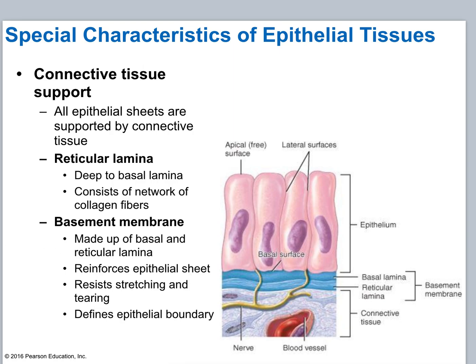Another characteristic of epithelial tissue is that they're supported by connective tissue. That means that they don't just float free in the body. They're bound and connected to connective tissue. Remember, connective tissue's purpose was support, so it supports epithelial tissue. The basement membrane reinforces the epithelial sheet. It resists stretching and tearing, and it defines the boundary of the epithelium.